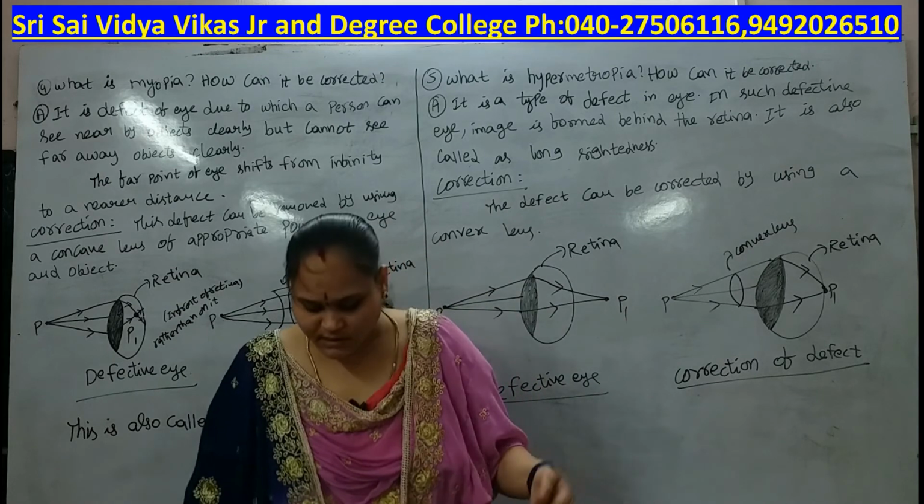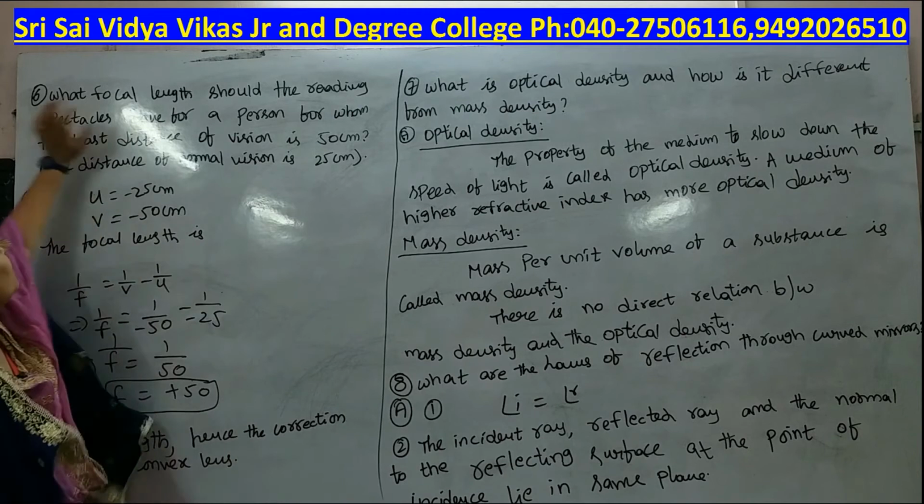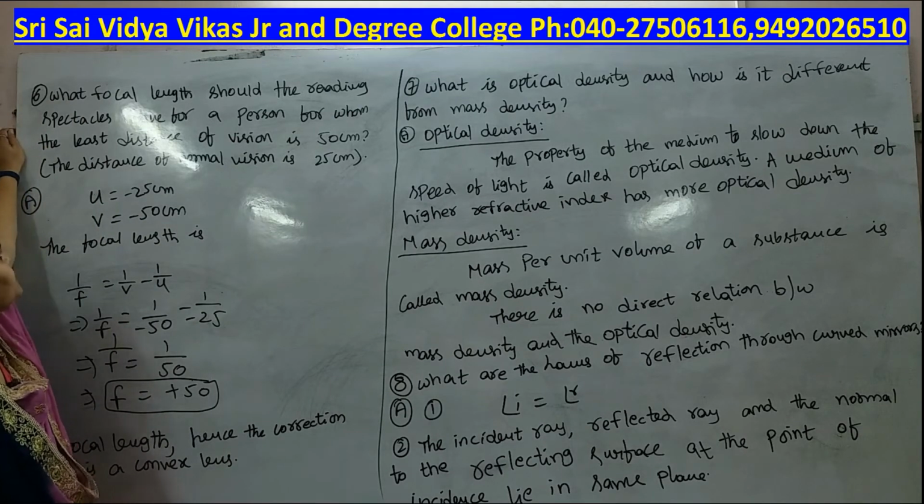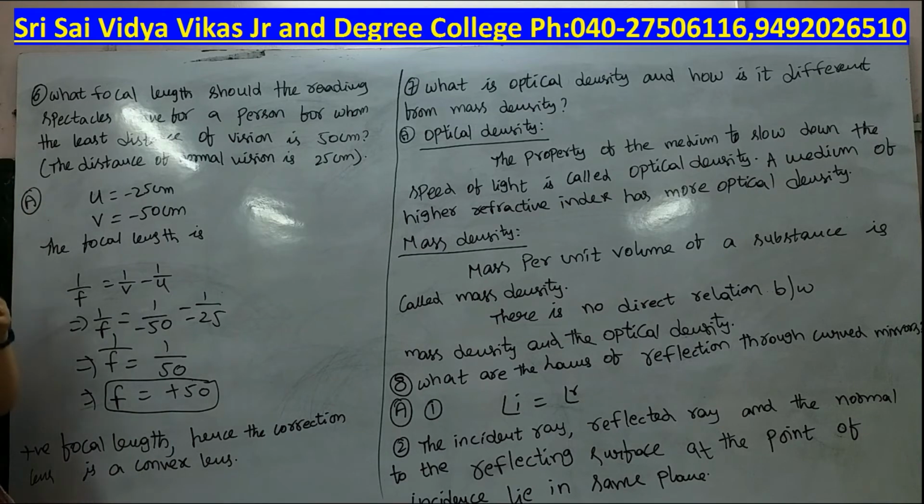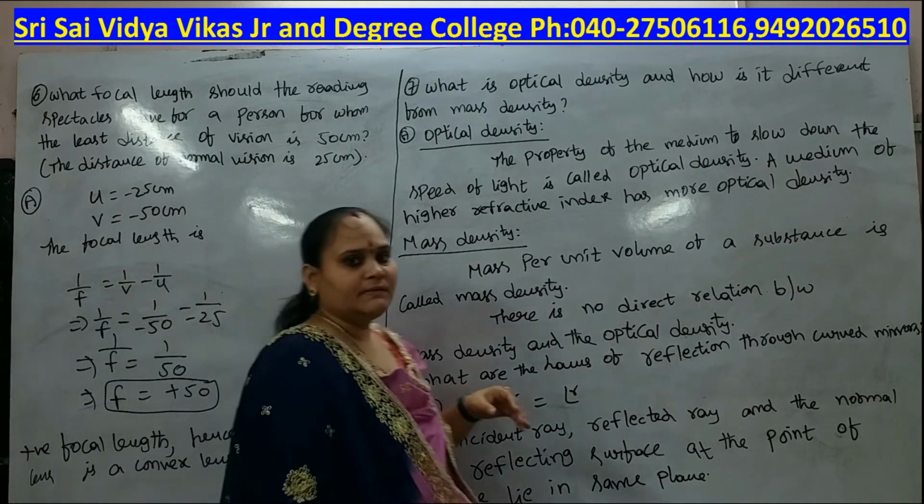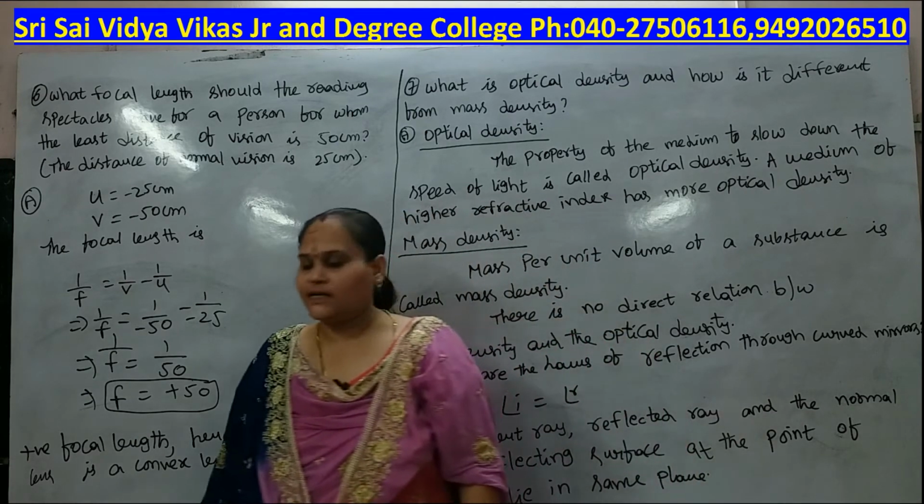And next we will discuss another question. What focal length should the reading spectacles have for a person for whom the least distance of vision is 50 centimeters and the distance of normal vision is 25 centimeters. In this, the least distance and the normal vision are given, and by using these two we can find the focal length.